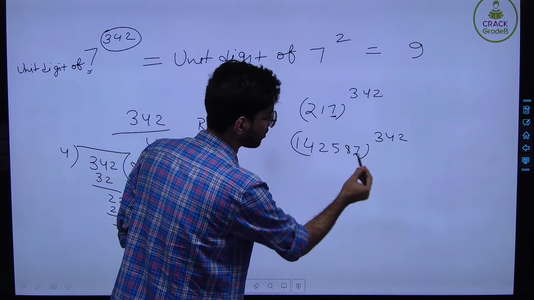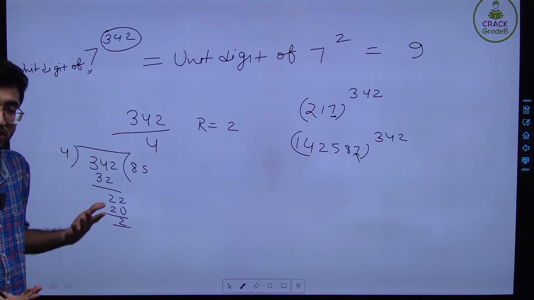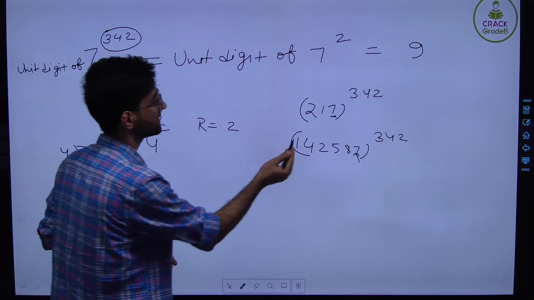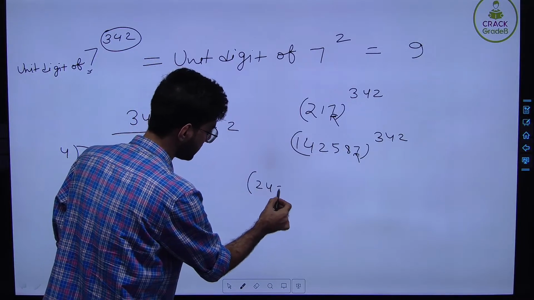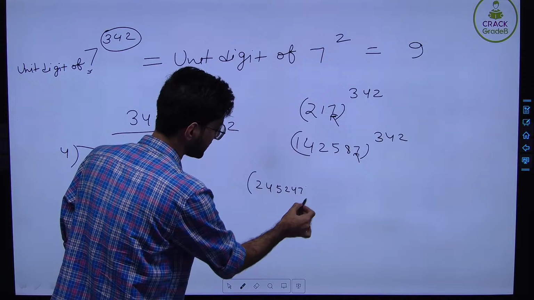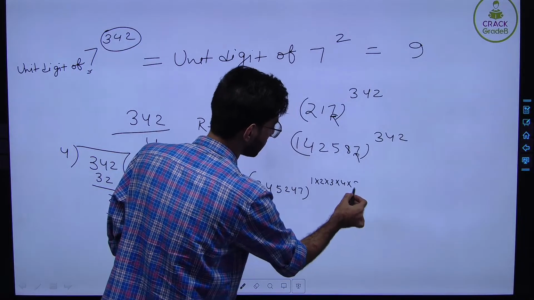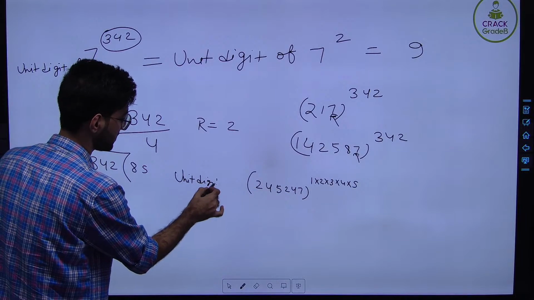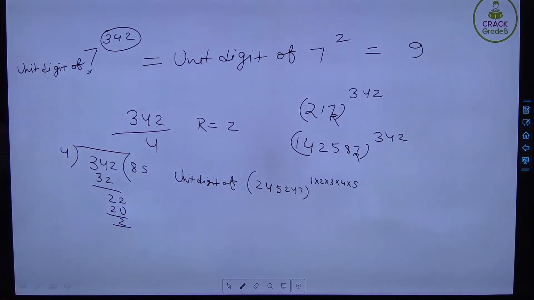This question is all about 7 to the power 342, and we know that the unit digit of 7 to the power 342 is 9, right? Now try to answer a simple question. You have been asked to answer the unit digit of 245247, and the power is 1 into 2 into 3 into 4 into 5. What is the answer?